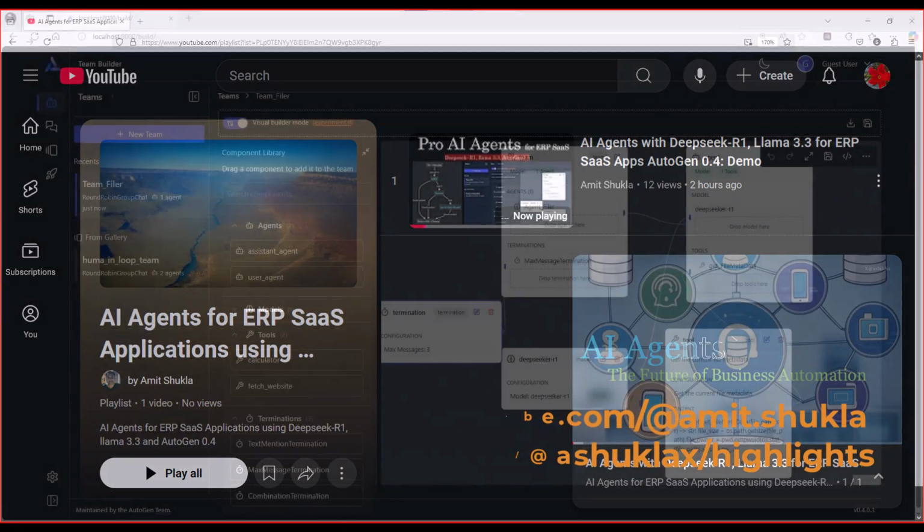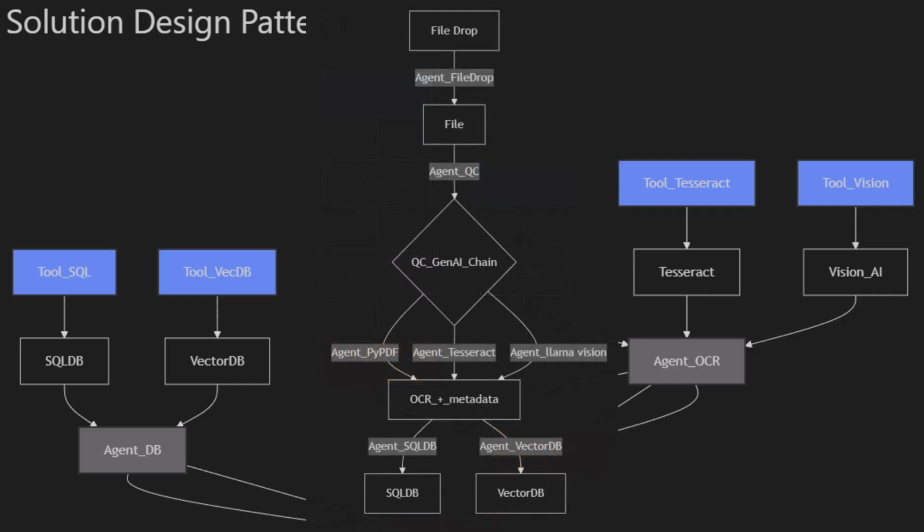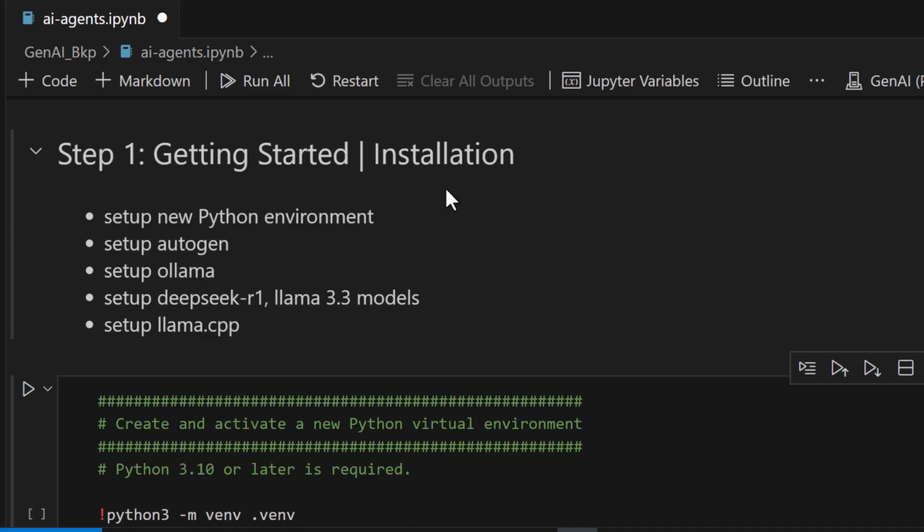In the very last video, we discussed the solution design pattern and implementation approach to build this product. In today's video, we are going to start writing code, and in this particular blog today, we are going to set up our environment, and we are going to set up Llama.cpp and Ollama to run Llama and the DeepSeek model. So let's get started.